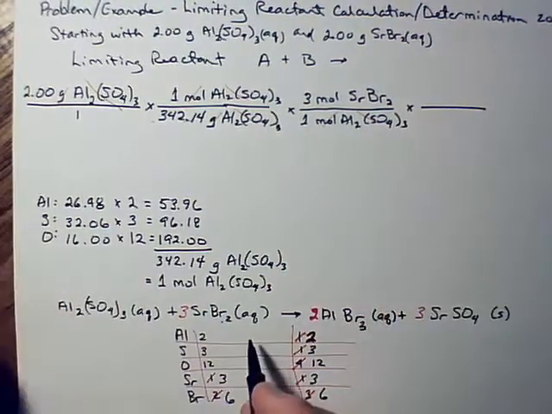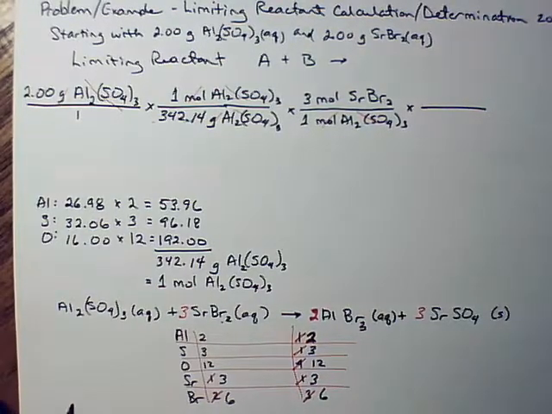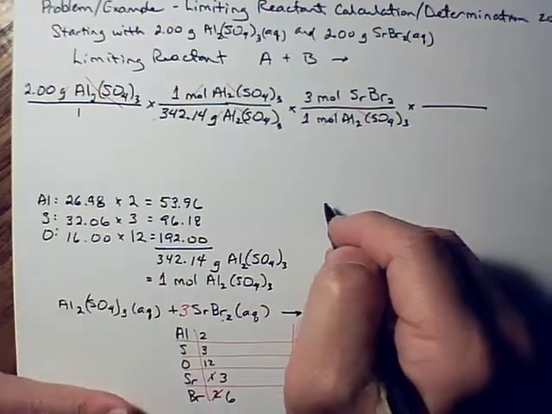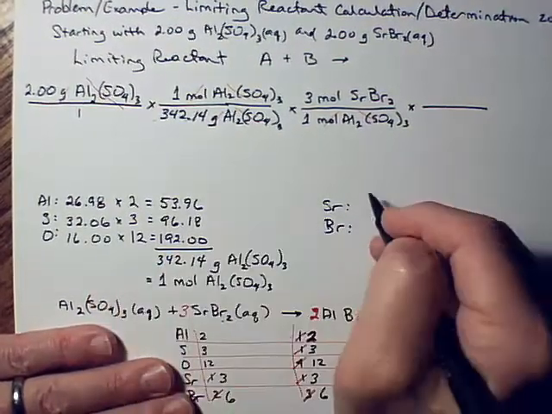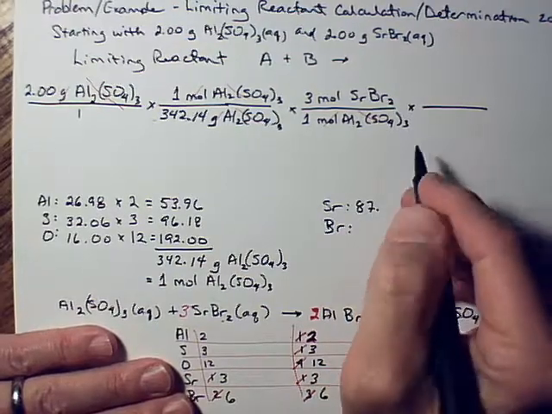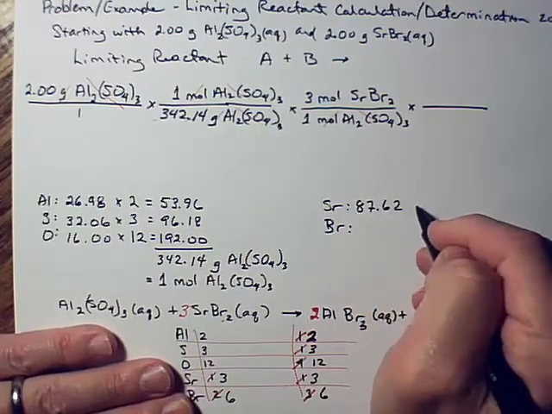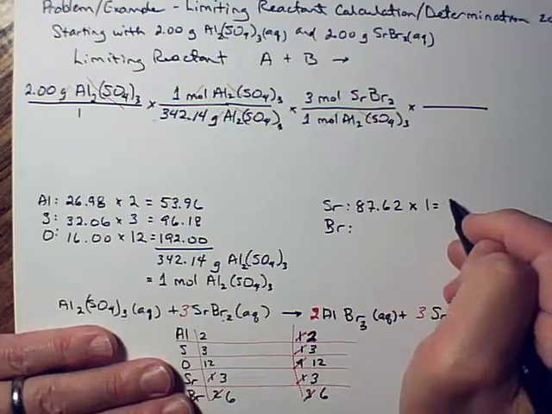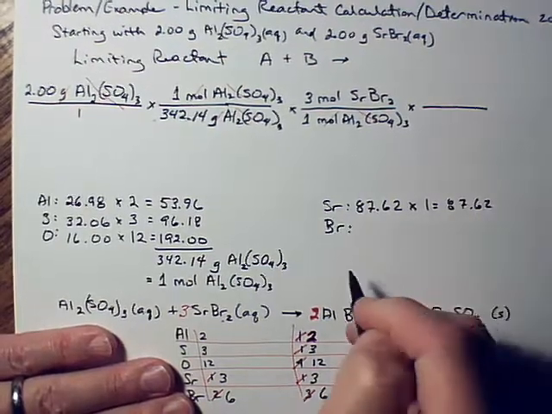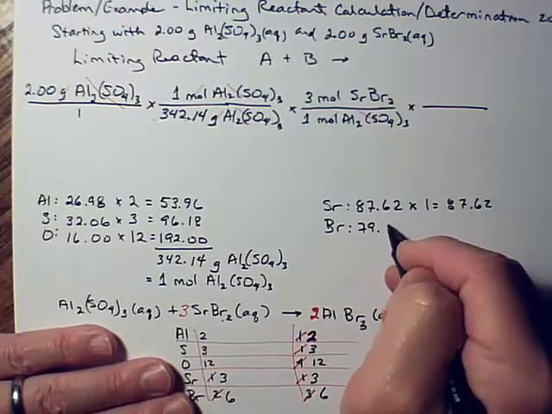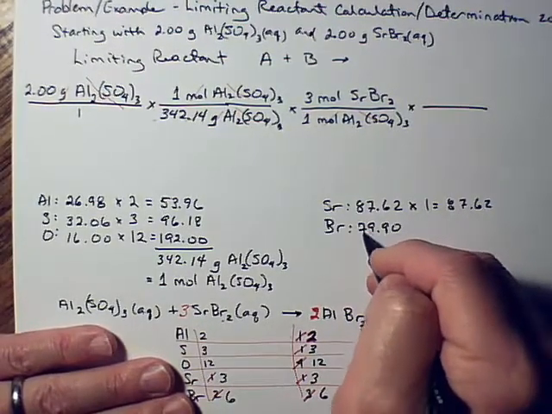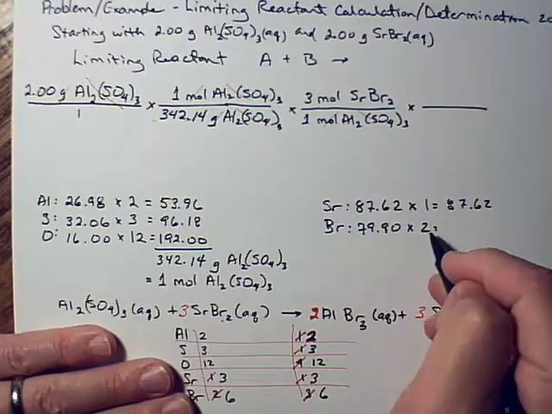Now, we can't measure moles. Moles are counting numbers. So we've got to convert moles into mass. So we need another molar mass calculation for strontium bromide. Strontium is 87.62. I have one of those, 87.62. Bromine's atomic mass is 79.90. And in the formula, I have two of those.